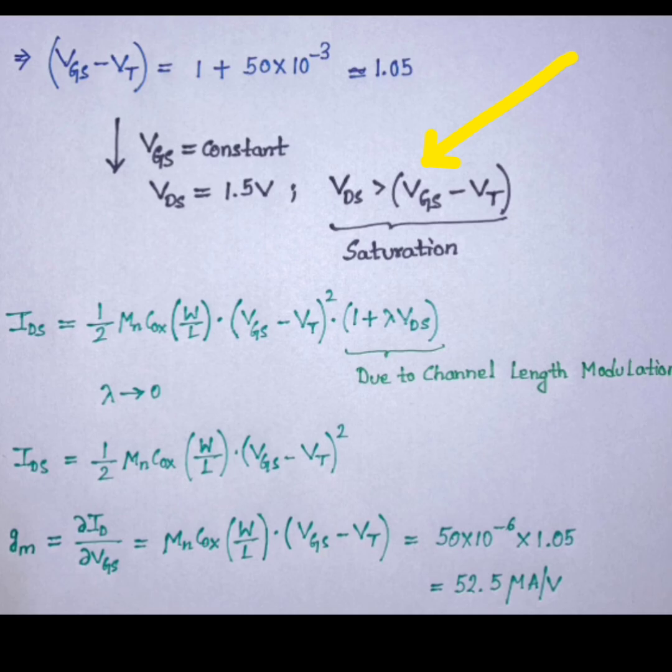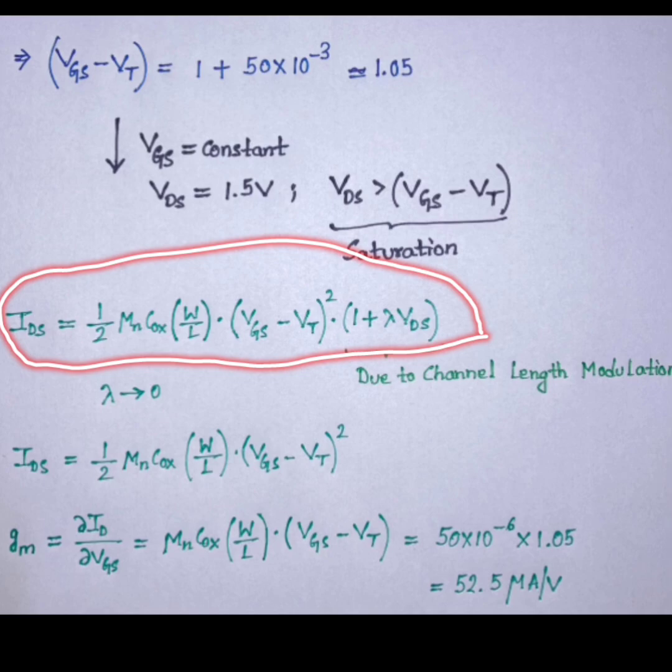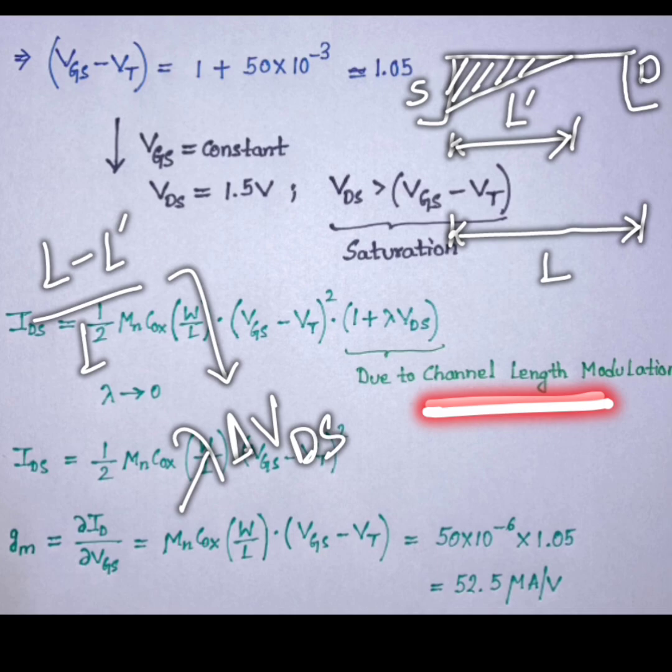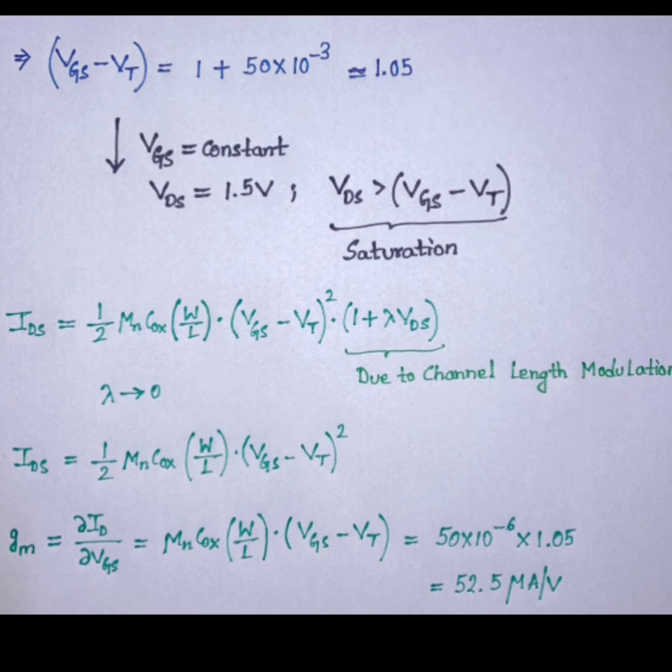So now if you compute the equation for saturation, which is half mu n COX W by L into VGS minus VT whole square into 1 plus lambda VDS, one thing I want to tell you is that this 1 plus lambda VDS is because of the channel length modulation. As you increase the drain voltage, there will be more reverse bias, and because of more reverse bias, there will be more depletion region near your gate to drain area, and that is why your effective channel length is reducing. Okay, but for simplicity, we are considering this lambda, which is the channel length modulation parameter, as 0.